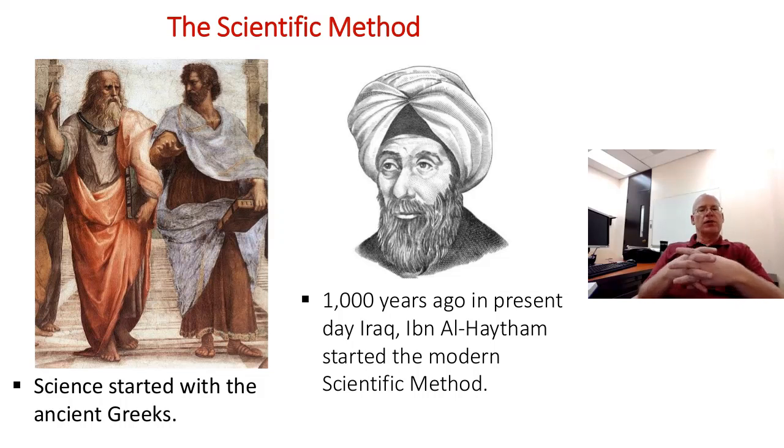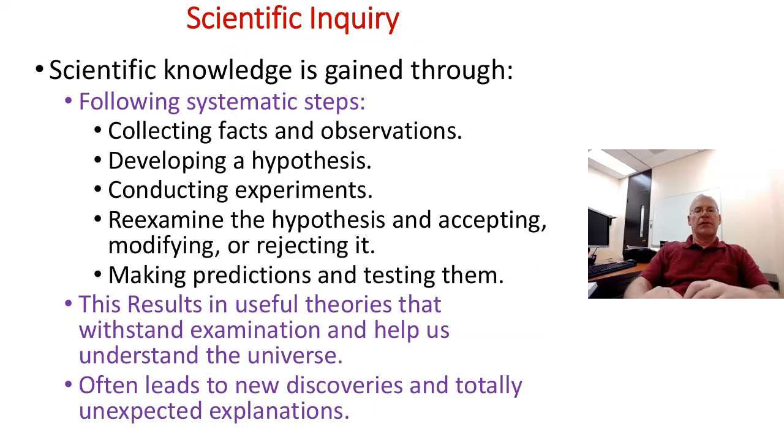We use a formalism called the scientific method, which was sort of started by the Greeks. It was perfected and actually written down, and the rules for it were put down about 1,000 years ago in Iraq by Ibn al-Haytham, and he started the rigorous scientific method. It has specific steps that are followed, and we'll talk about the reasons why we want to follow these steps.